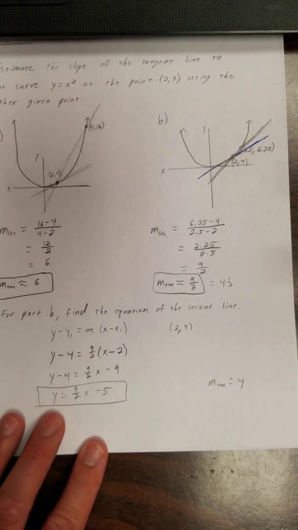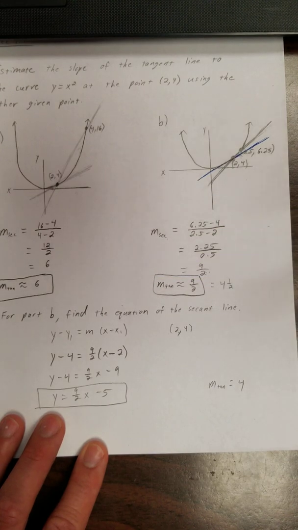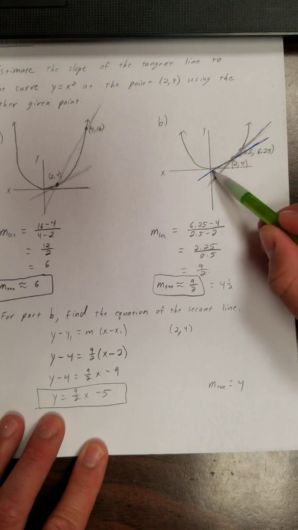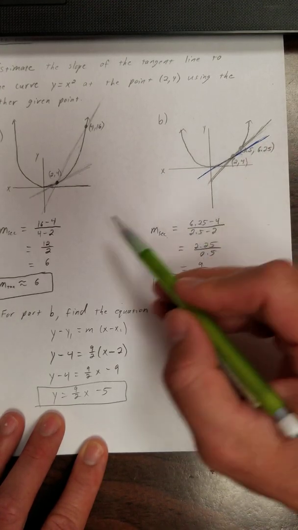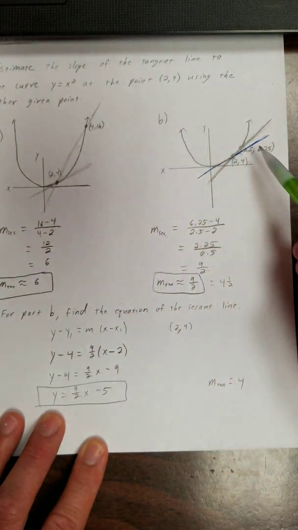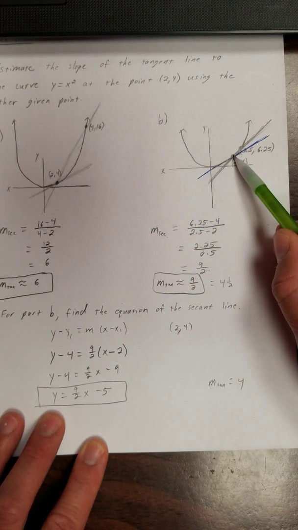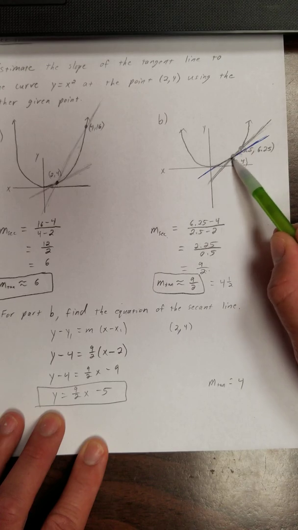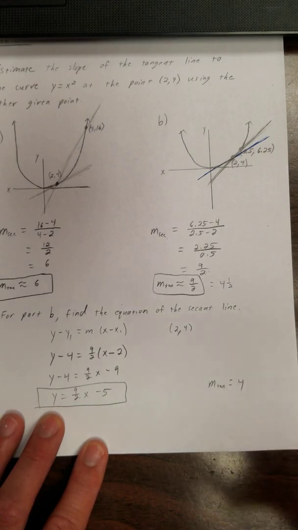So what is closer to the actual value? The 9/2 or the 6? I would say the 9/2. Doesn't that look like it's closer, the secant line slope to that tangent line slope, than these are? And actually, the closer these 2 points are together on your curve, the more accurate the slope of your secant line is going to be to the slope of your tangent line.